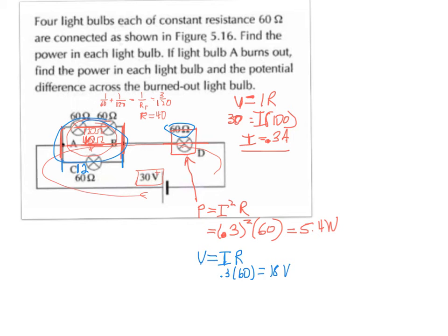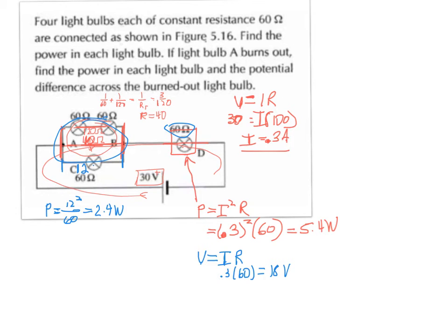So again, I can use power equals V squared over R. So this one will be 12 squared over R, which is 60. And so that would be 144 over 60, which is 12 over 5. 12 over 5 is 2.4 watts. Okay, so that would be this guy down here.